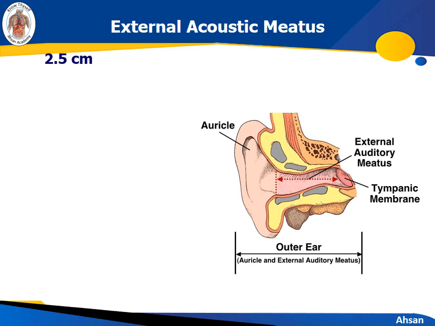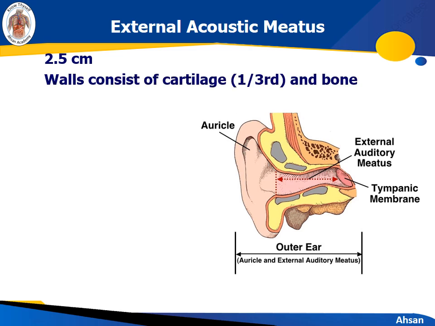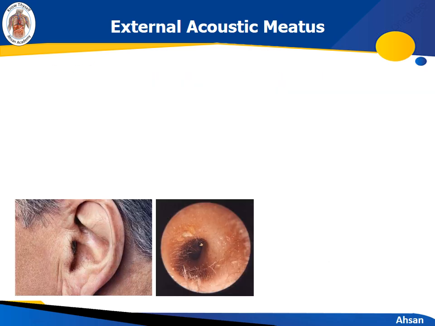External acoustic meatus is about 1 inch long, and it is not straight. The wall has a cartilaginous part and a bony part. The outer one-third is cartilaginous wall, and the inner two-thirds has bony wall, and inside, this canal is lined by the skin over a soft connective tissue.